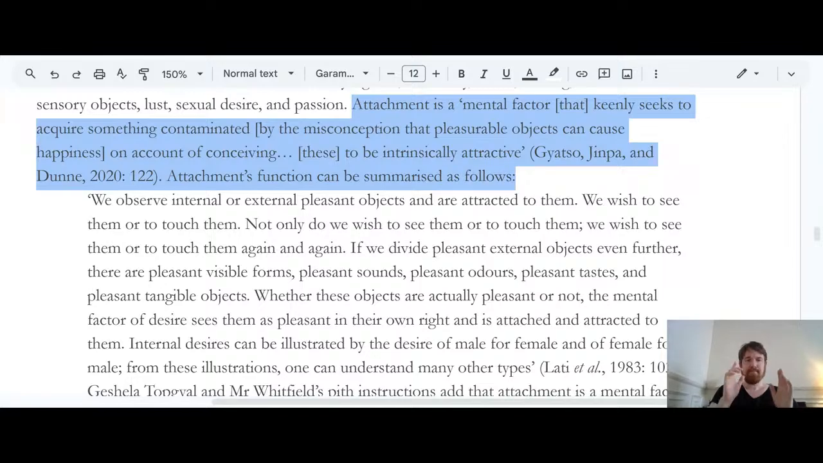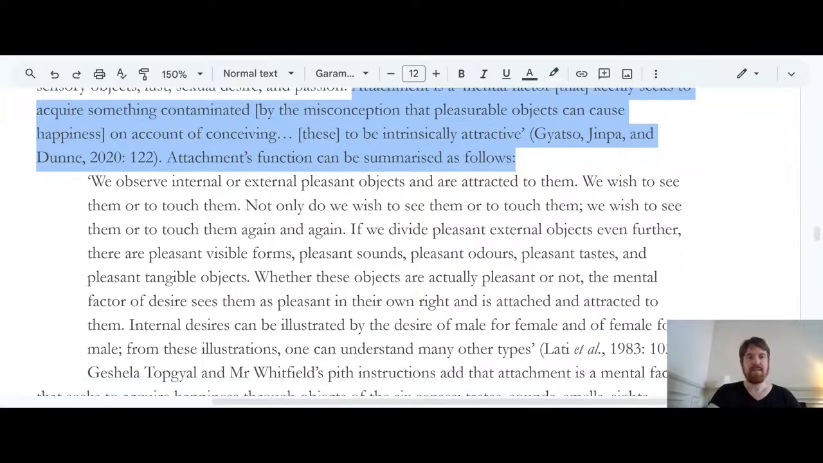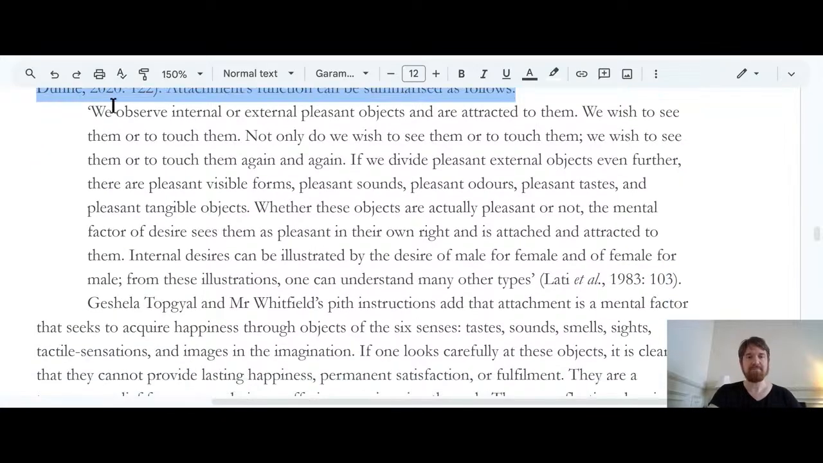So attachment is a mental factor, a type of mental activity that colors your cognition, that keenly seeks to acquire something contaminated by the misconception that pleasurable objects can cause happiness on account of conceiving the object, or whatever it is the mind is pointed at, as intrinsically attractive. Okay? So that's a very technical definition.